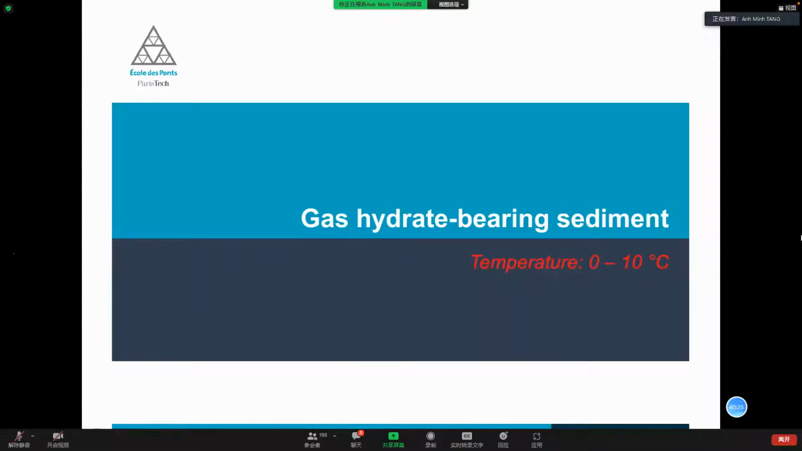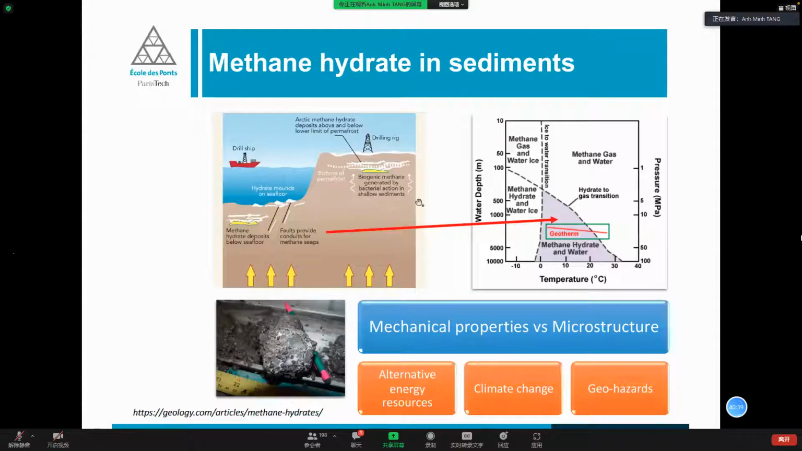And then after that, we move to a lower range of temperature, between 0 and 10 degrees, on gas hydrate bearing sediments. So just some work on gas hydrate bearing sediments. In marine sediment here, at a depth around 1,000 meters, the pressure is around several megapascal. And also in the zone where temperature is low, normally in this condition, when methane gas goes from the bottom and reaches this zone, where we have water, high pressure and low temperature, methane gas will react with water and form hydrate. We call it methane hydrate or gas hydrate.